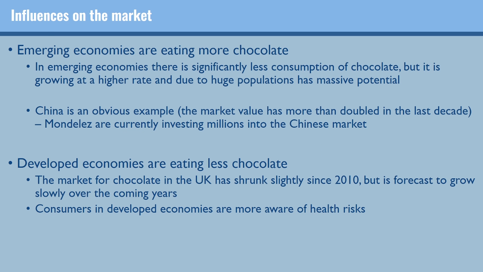The other thing we have to have a look at is influences on the market. When it comes to influences on the market, there's a couple of main areas that I think are worth considering. Obviously, in global business, you study a lot of emerging economies and developed economies and the difference between them. There's a massive difference between those 2 types of economy in terms of how much chocolate they eat. The emerging economies are eating less chocolate. There is significantly less consumption of chocolate at the moment, but it is growing at a higher rate, and these emerging economies tend to have massive populations, so therefore they have massive potential.